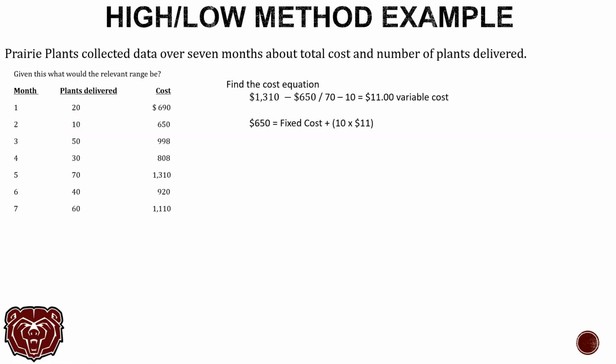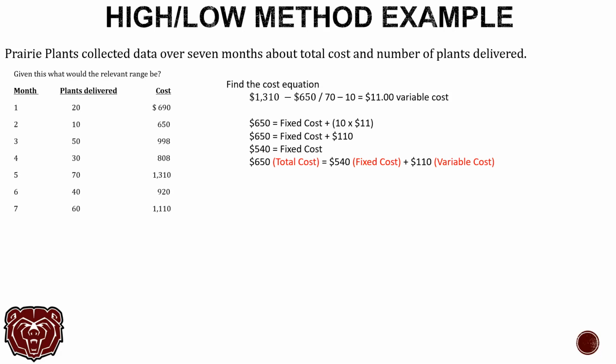So we know now that $650 equals our fixed cost plus our lowest level of activity times our variable cost. Okay, so that tells us that $650 equals our fixed cost plus $110, which tells us that $540 is our fixed cost. Now we can fill this formula out, right? We can prove that this formula is true. $650, our total cost, equals $540, our fixed cost, plus $110, which is our variable cost. Now we've proven that formula.